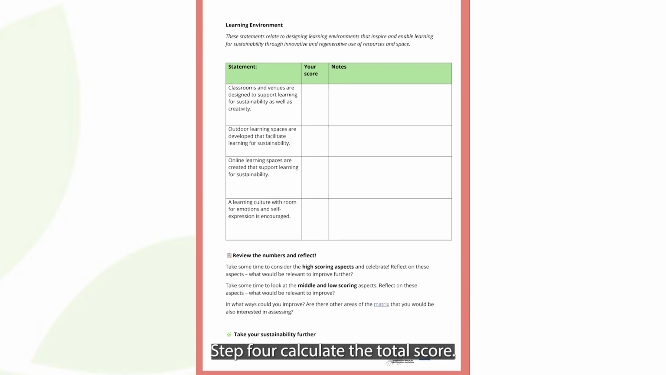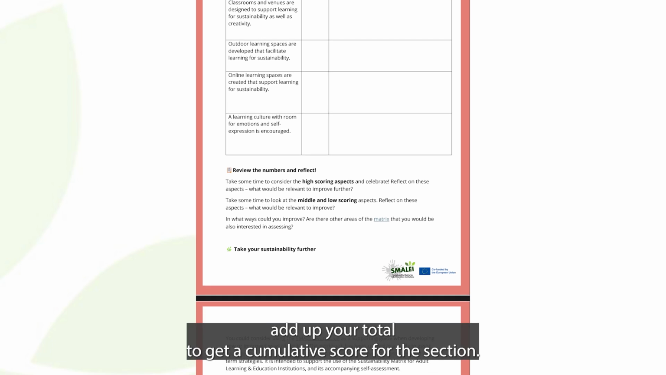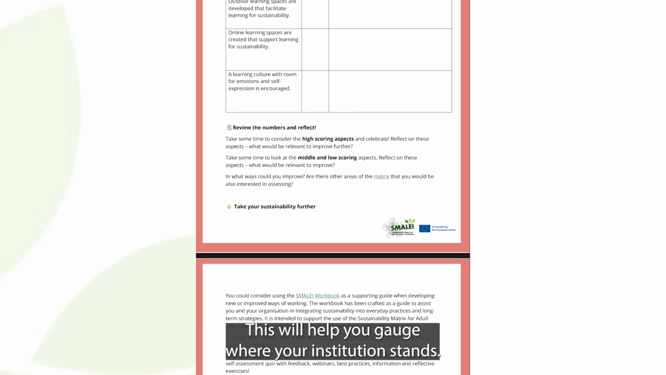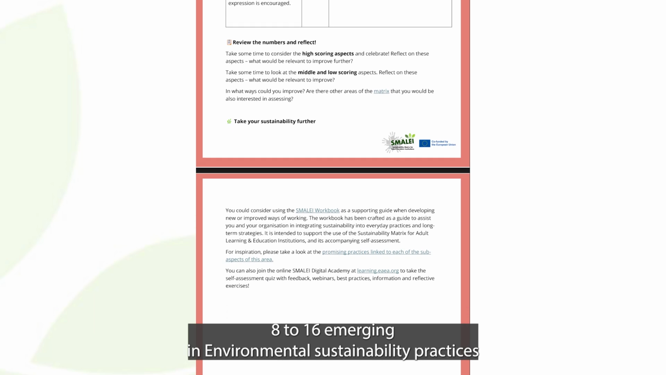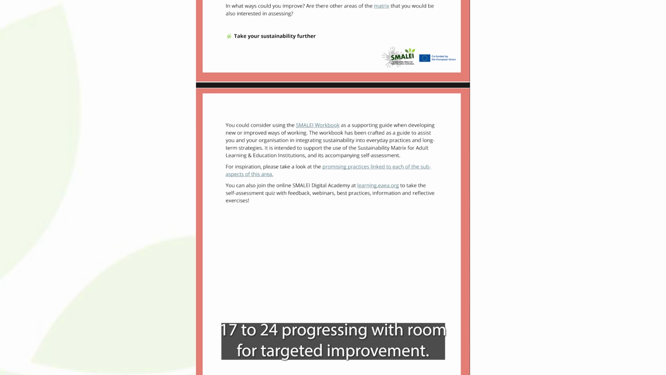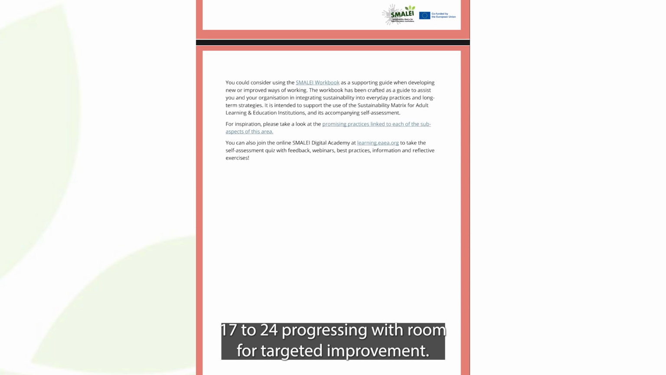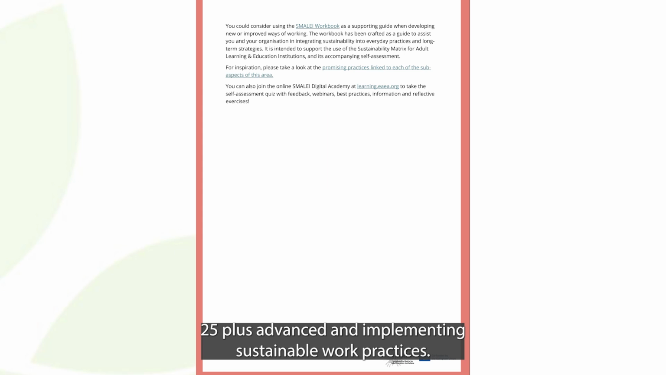Step 4. Calculate the total score. Once all statements are scored, add up your total to get a cumulative score for the section. This will help you gauge where your institution stands. 8 to 16. Emerging in environmental sustainability practices. 17 to 24. Progressing with room for targeted improvement. 25 plus. Advanced in implementing sustainable work practices.